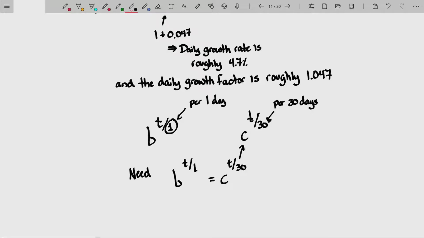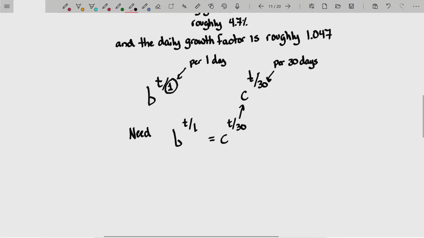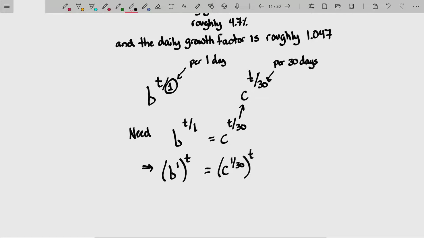So I'll go ahead and get rid of that. And maybe I should even justify it a little bit further by saying, look, this is just b to the 1 raised to the t, right? And the right-hand side is c to the 1 over 30 raised to the t. But in the long run, the bases should actually be the same.